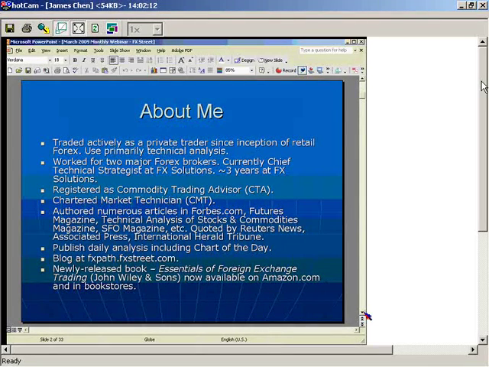Many of you have already heard this before. I see a lot of familiar names here. But let me just go through this for those of you who are not familiar with me. I've traded actively as a private trader since the inception of retail Forex, which is pretty much back in 2000, 2001. That was a long time ago in the world of Forex.